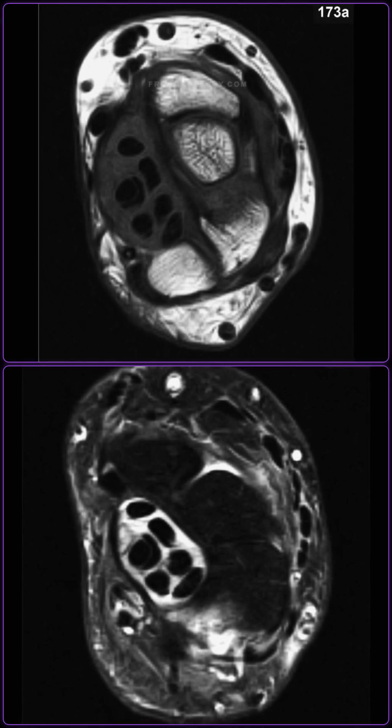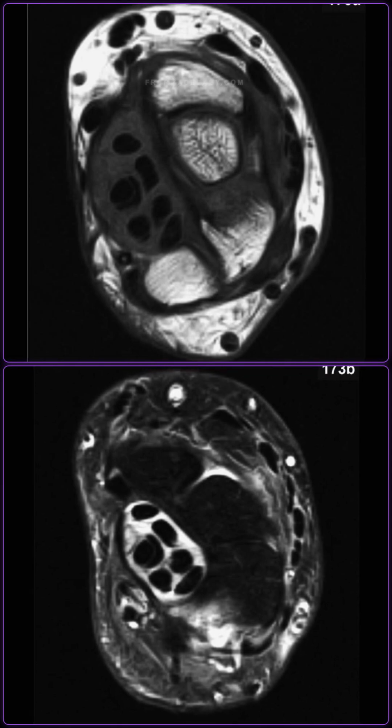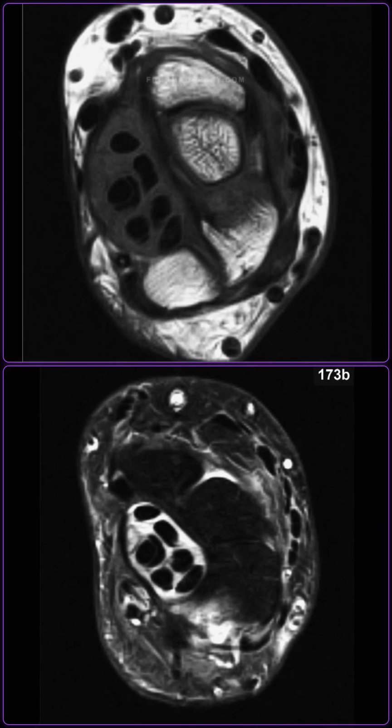A 44-year-old female presents with persistent wrist pain and numbness in the digits. I am showing you axial T1-weighted and T2 fat-saturated magnetic resonance images of the wrist. Describe the findings.